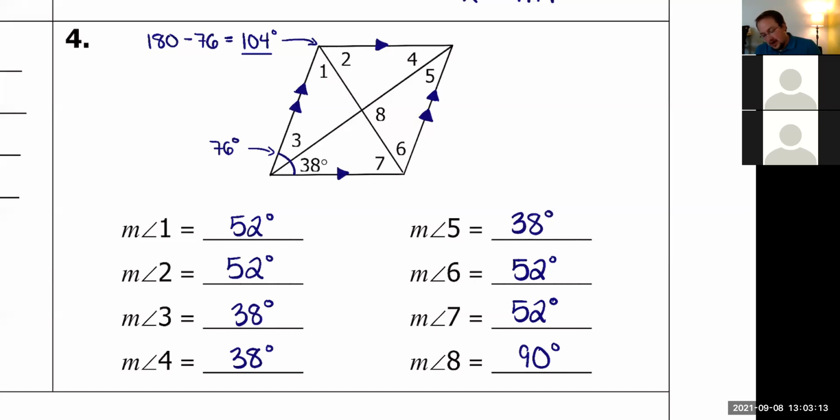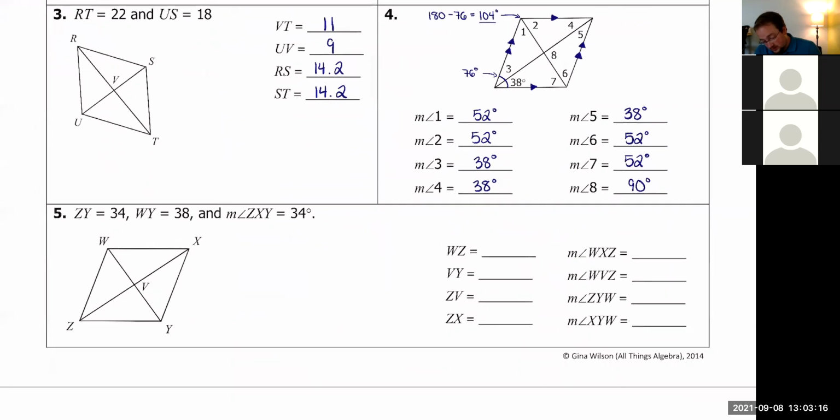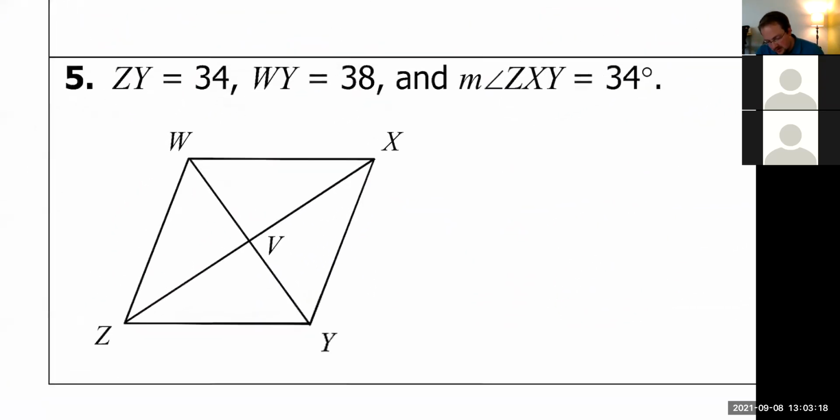All right, last one here on the rhombus, or last rhombus, I should say. We're given another diagram here, some information above it. Looks like ZY is 34. WY, which is the entire diagonal, is 38, but using Logan's trick from earlier, knowing those diagonals are being bisected, half of 38 is 19, I think. So WV is 19, VY is 19, makes up that whole 38.